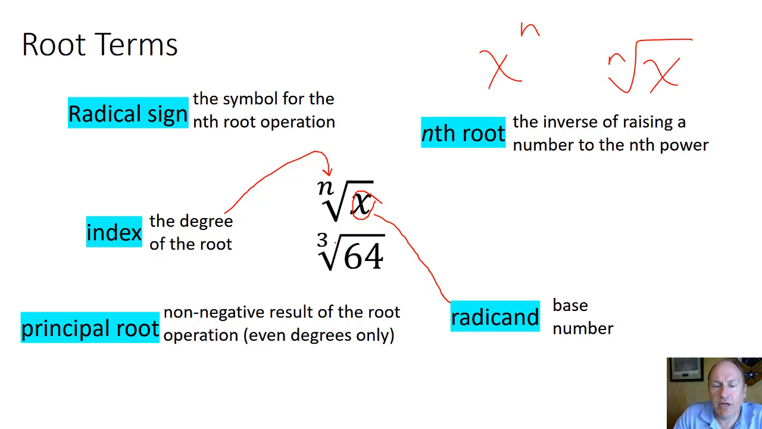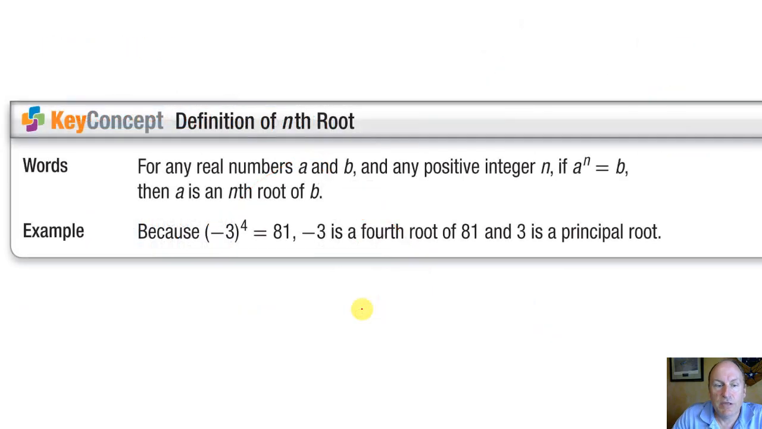So let's look at an example here. This is what's called the third root, or cubed root, of 64. So the index is 3, the third degree. The radicand is 64. We are taking the third root of 64, which is 4, because 4 to the third power gives us 64. So let's give a mathematical definition for an nth root.